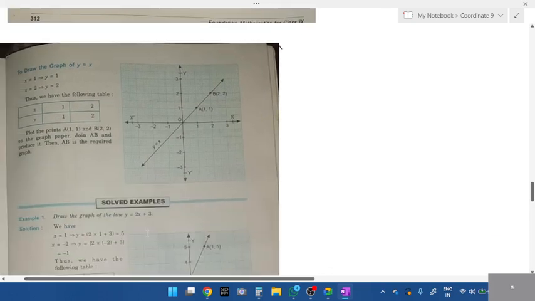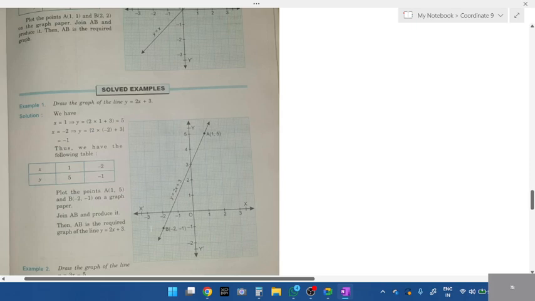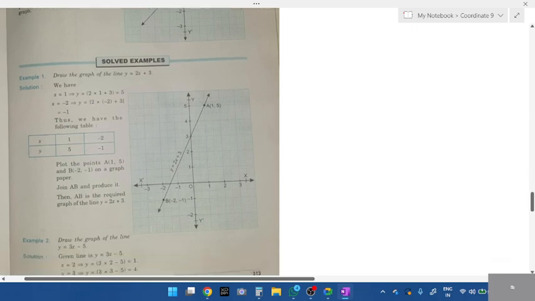Now, to solve a question, they'll give you a value. Look here. What is given? We need to use this equation. Y is equals to 2x plus 3, students. Using this equation, we need to plot. Look, draw the graph of the line y is equals to 2x plus 3.